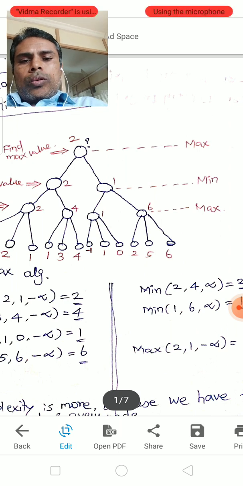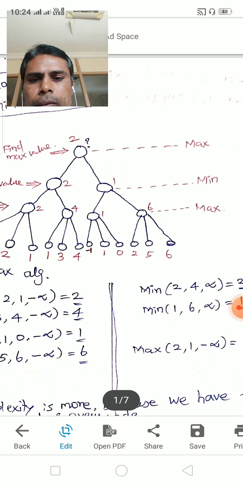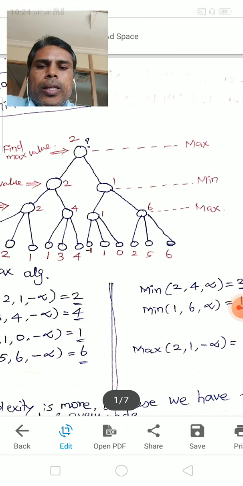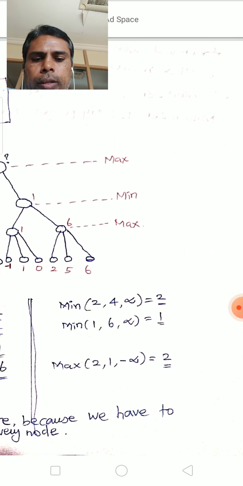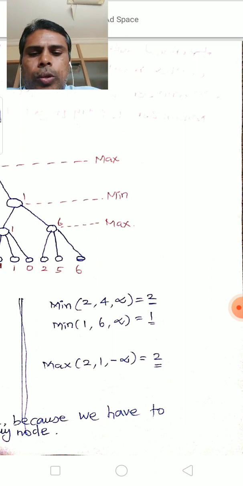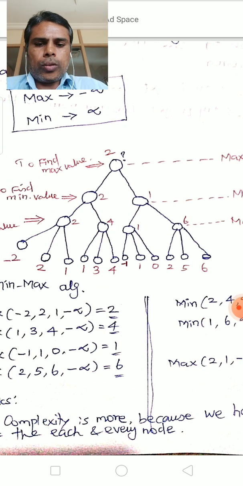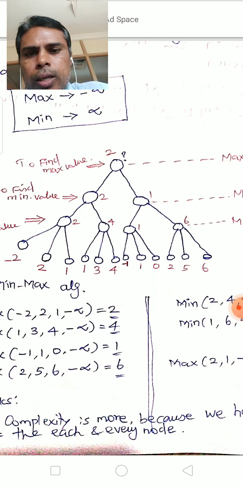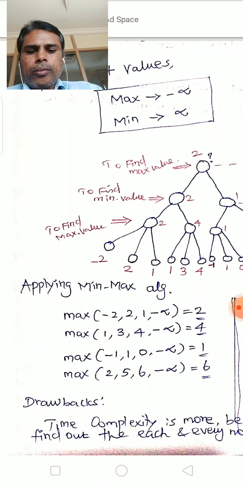And then the root node, how to calculate the root node for the given tree? So for the root node, you should find the maximum value from the subtree. So 2 comma 1 comma minus infinity. Which one is the highest value from these 3 values? 2 is the maximum value. So therefore you should place the value of 2 in the root node. So this is the decision tree, how we calculate the min-max algorithm with the help of basic formulas.